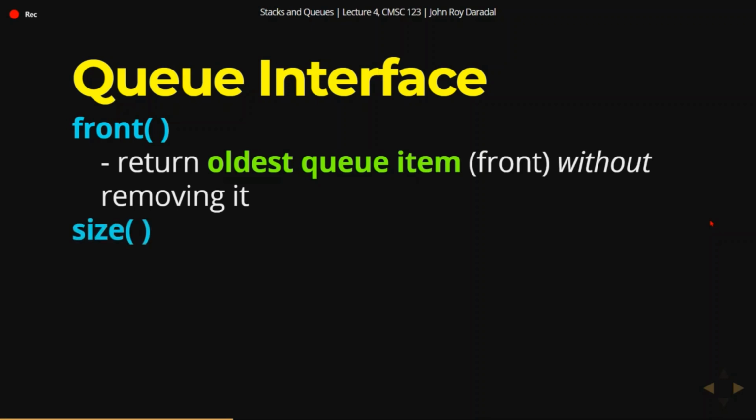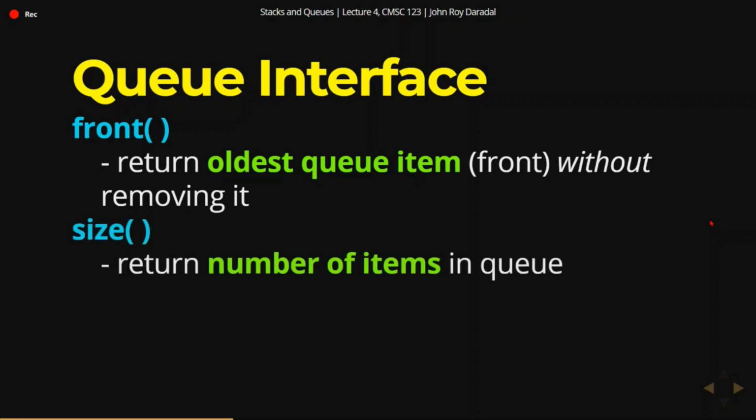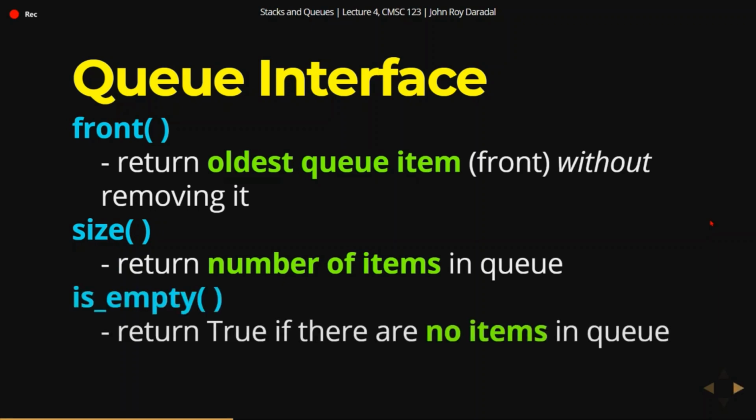Okay. Then of course, there's still the size, which returns the number of items in the queue, and is empty, returns true if there are no items in the queue. So similar to stack, it also has size and is empty. So those are the 5 methods in the queue interface. You have enqueue, dequeue, front, size, and is empty. Okay, so 5 methods in total.